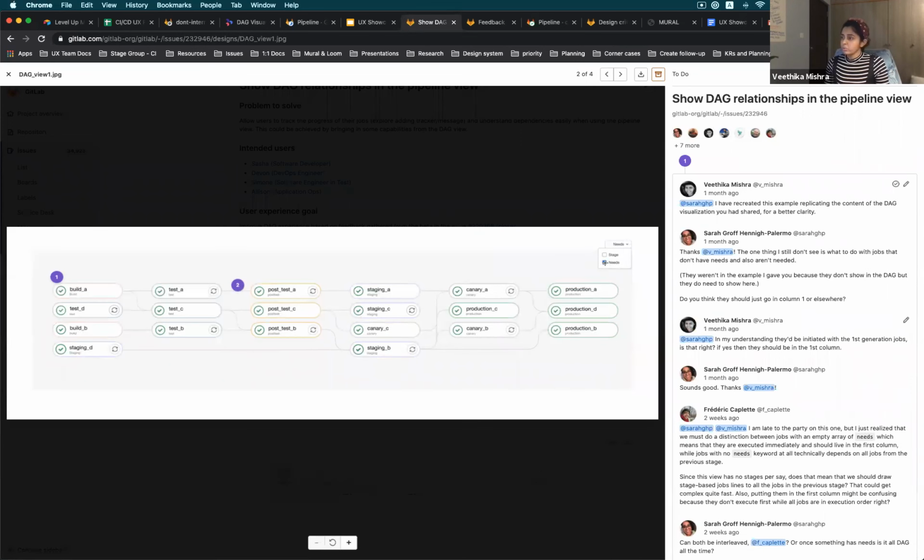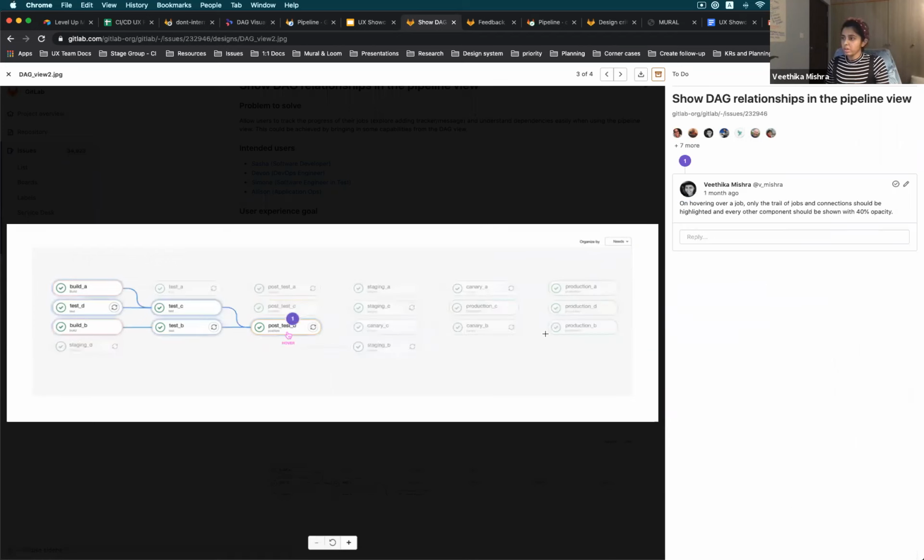And if they choose to organize by needs, then all the stage names would go away, but we would probably use colors to denote those stages if we have a limited number of stages. The connections would only represent the actual dependency between the jobs. And this was pretty simple. Then we faced some other problems: when there are a lot of connections, it was getting very overwhelming.